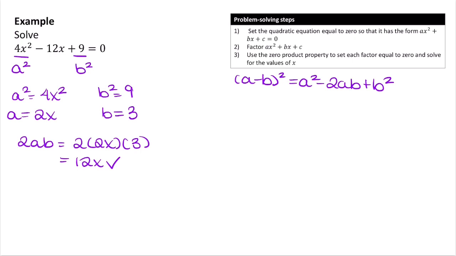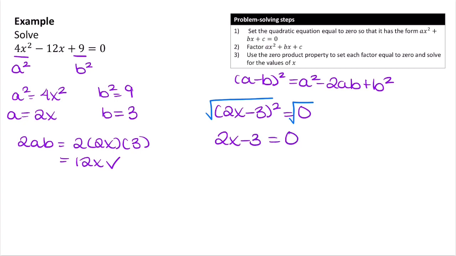So I can rewrite this as 2x minus 3 squared equals 0. Well, now how do I solve this equation? I can do that by taking the square root of both sides, right? Because remember, the square root will undo a square power. So that just gives me 2x minus 3 equals 0 because the square root of 0 is 0.